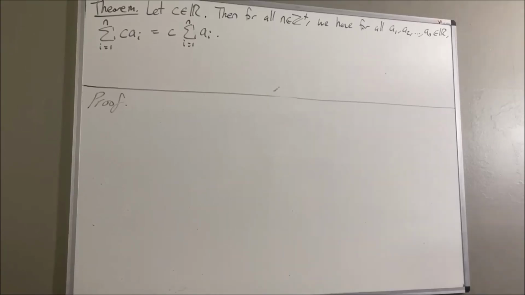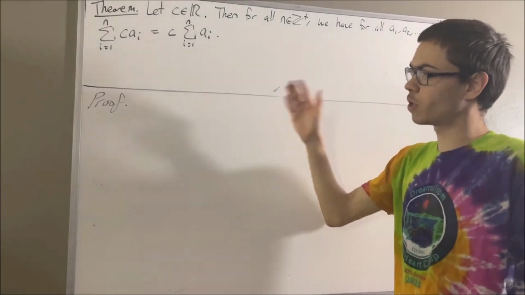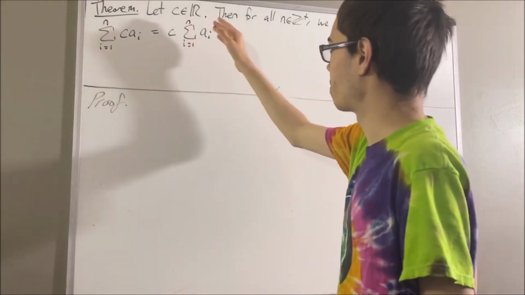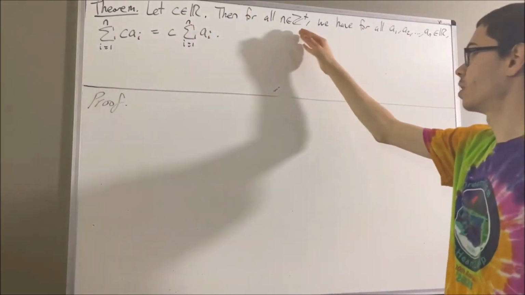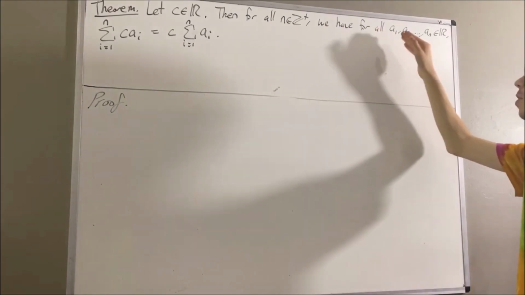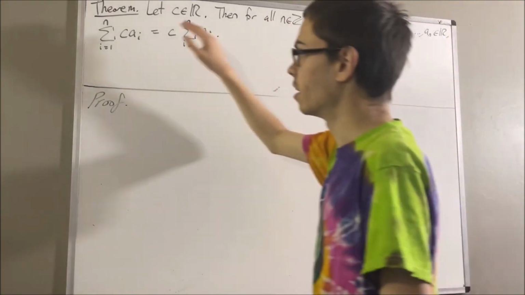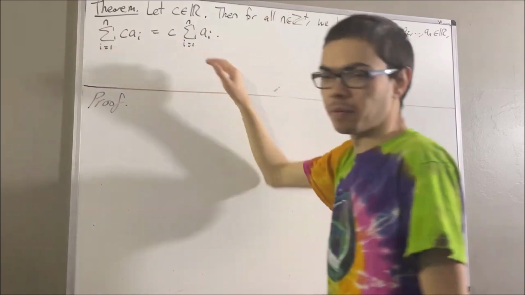Hello! In this video, we are going to prove the following theorem. Let C be a real number. Then for all positive integers n, we have that for all lists of real numbers a1 through an, this sum is equal to this sum.